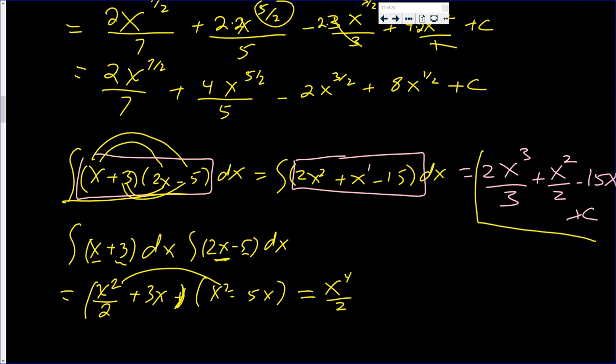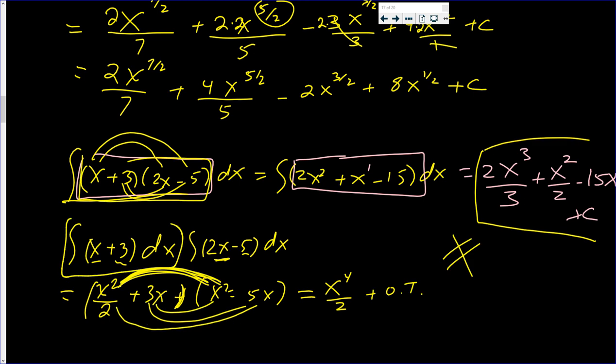Nowhere are you going to take away x to the 4th. For example, this product just gives you an x cubed. This product gives you an x cubed. And that product gives you an x squared. You are only getting x to the 4th from that, plus other stuff. It's not going to equal that. The integral of a product, we had a product here, is not the product of the integrals.